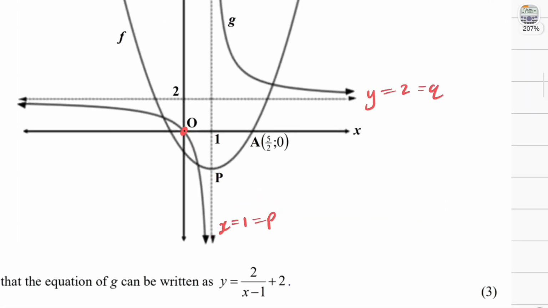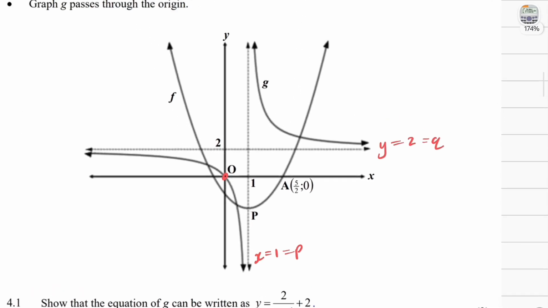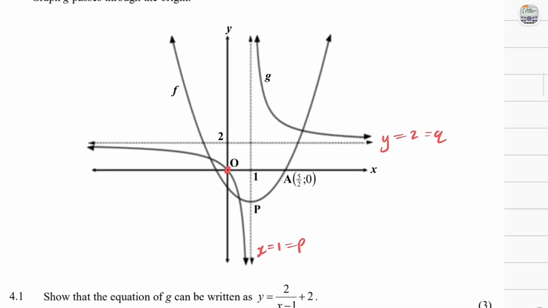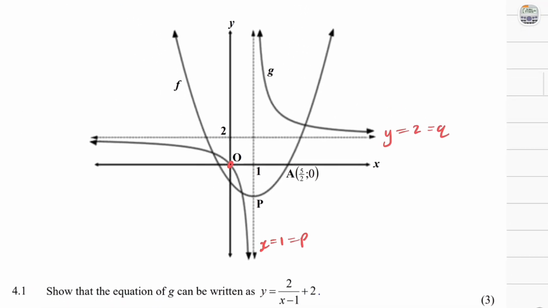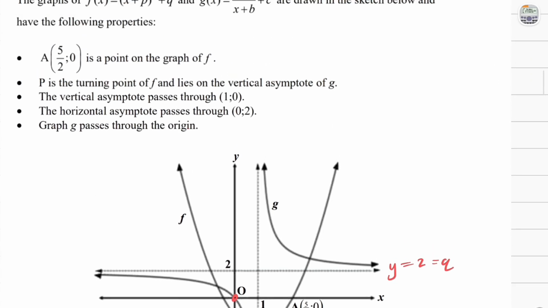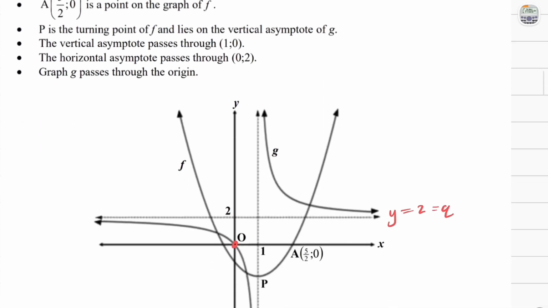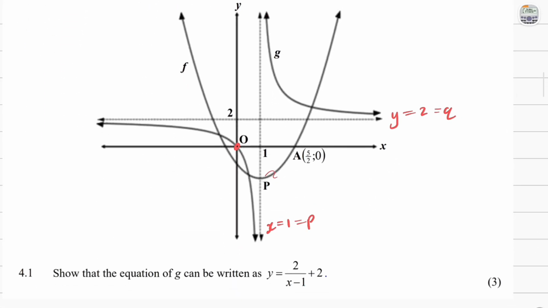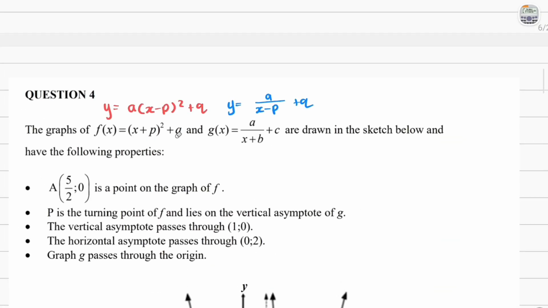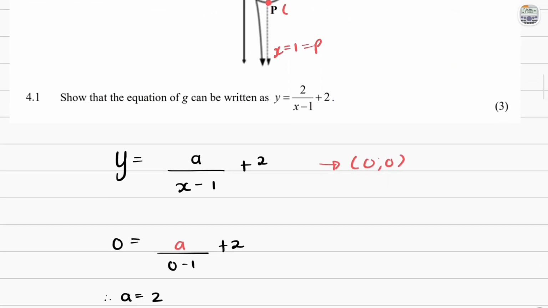Question 4.2 says, calculate the coordinates of P. So full coordinates of P. P is that turning point of the parabola. So if we know that it's a turning point, then they've already given us the equation of the parabola in turning point form. So we can actually use this. So we'll take this, and this point that we have is going to be in place of P and Q. But remember the story with the P. Okay, so just keep that in mind.